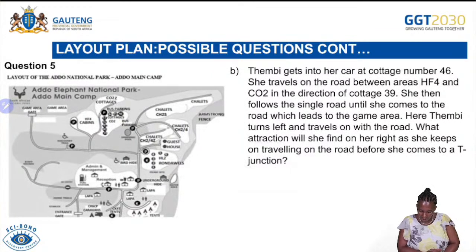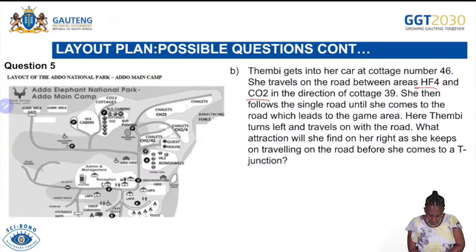Now it says Tembi gets into the car at the cottage. Tembi gets into her car at cottage number 46. She travels on the road between the area H4 and CO2. So you have to look for H4. Here is H4, and then here is CO2. There she is. She gets into the car, and then she's traveling here.